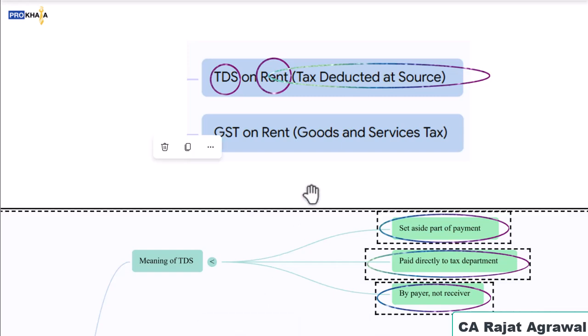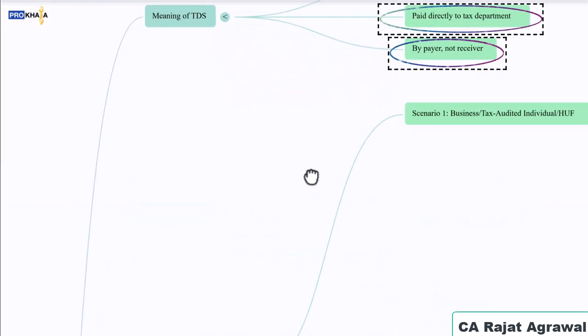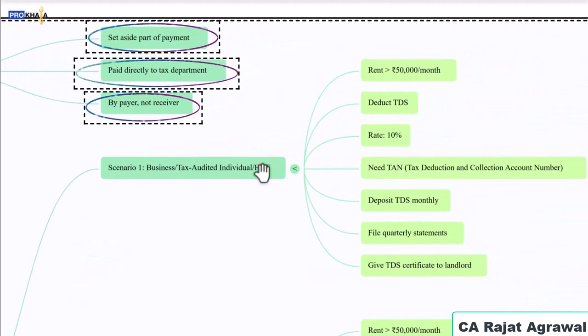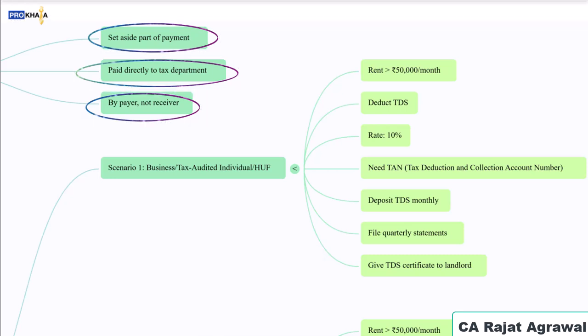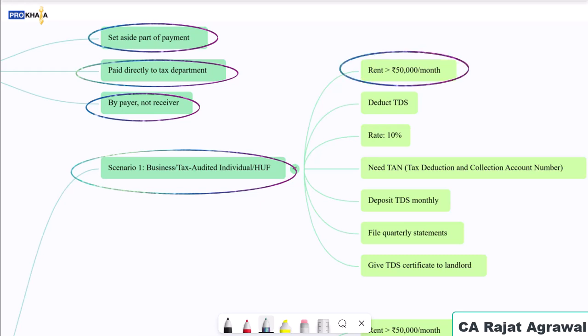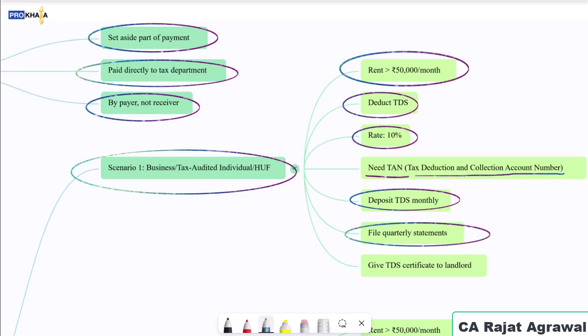There are two main scenarios for paying rent to someone living in India, a resident landlord. First, if you are a business entity, maybe a company, a partnership firm, or even an individual or Hindu Undivided Family, a HUF, whose accounts are subject to tax audit. If you pay rent of more than 50,000 rupees per month, you have to deduct TDS. Here's a quick point. The rate for this is typically 10%. You need a special number called a TAN, that's a Tax Deduction and Collection Account Number, and you deposit this TDS every month and file quarterly statements. You also need to give a TDS certificate to your landlord.